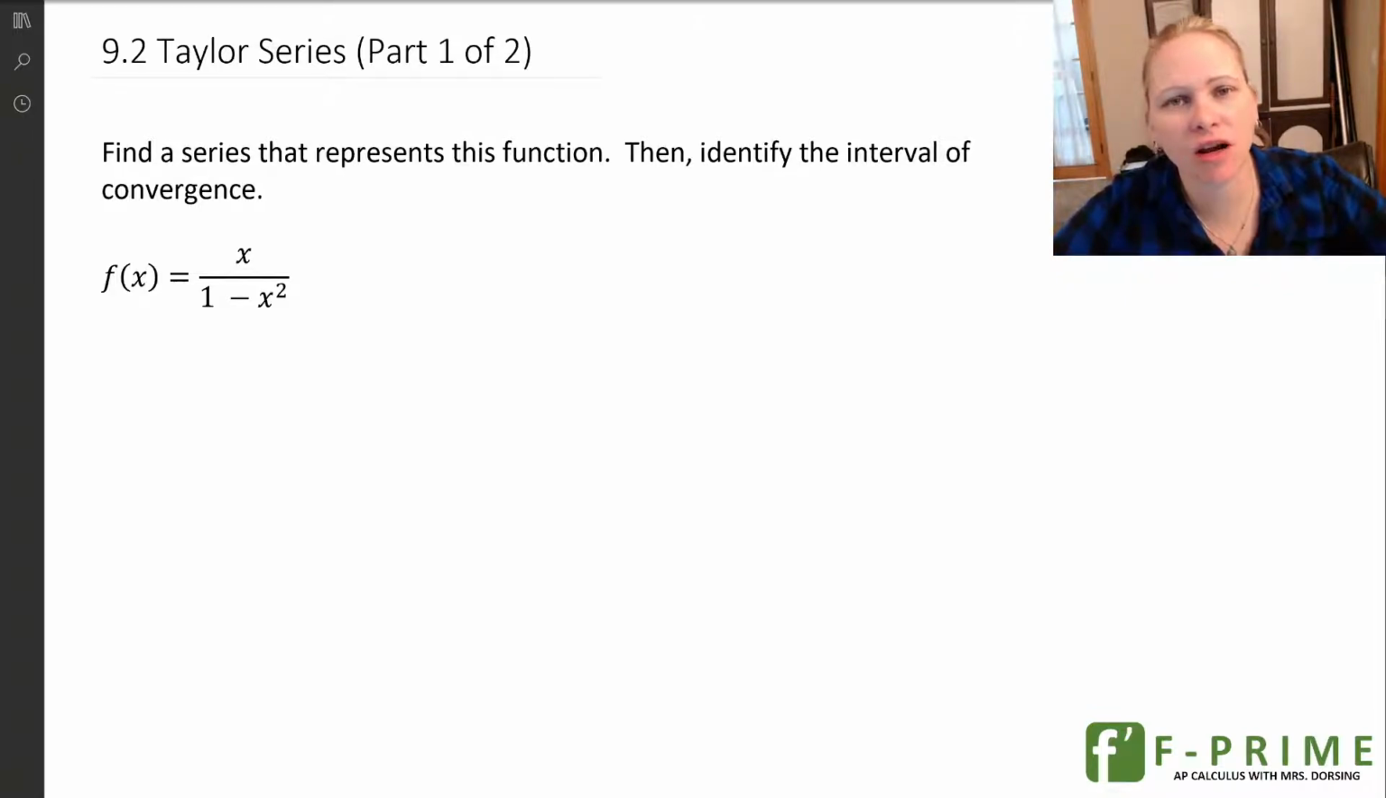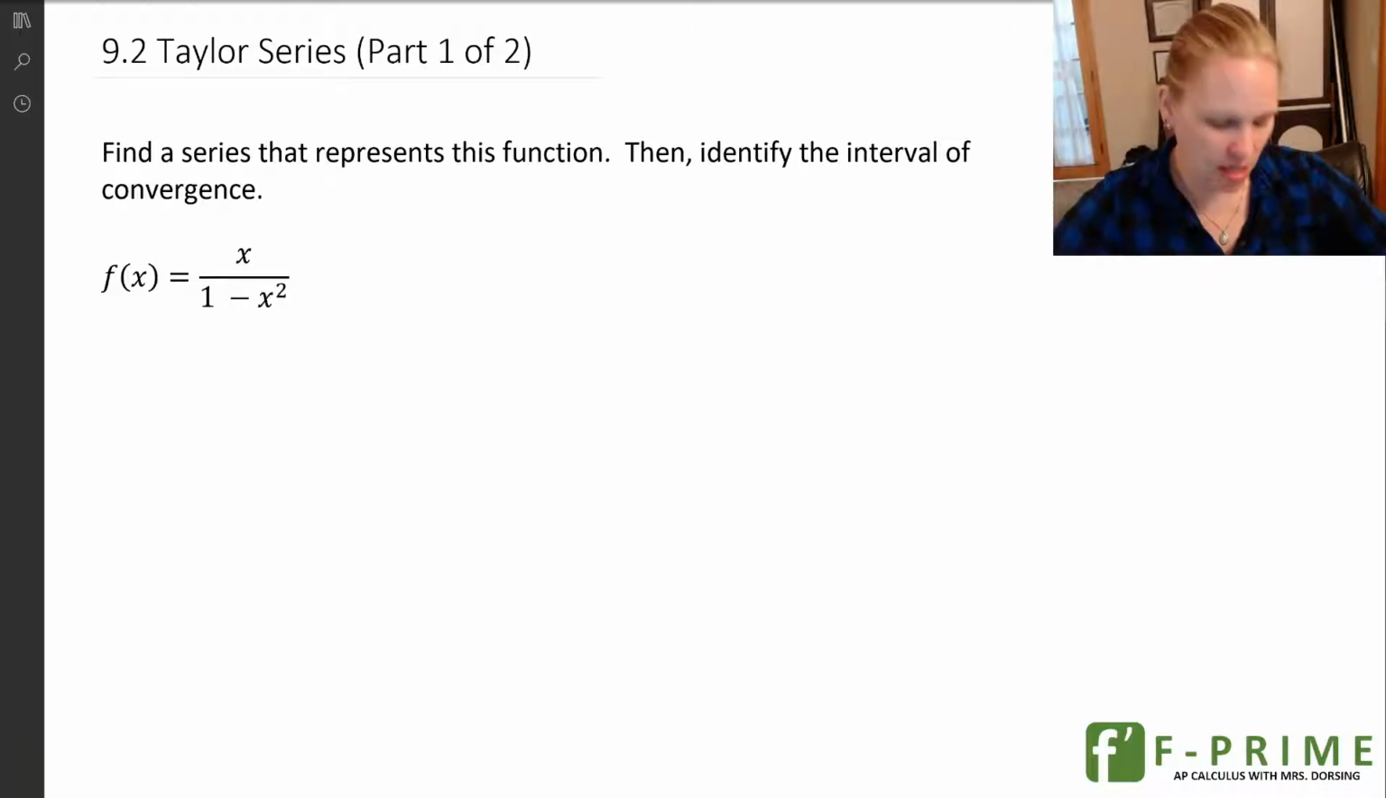Today we're going to continue our conversation about infinite series and how we can take an infinite series and represent it as a function. Now, up to this point, we've only talked about geometric series. So let's review what's happening here.